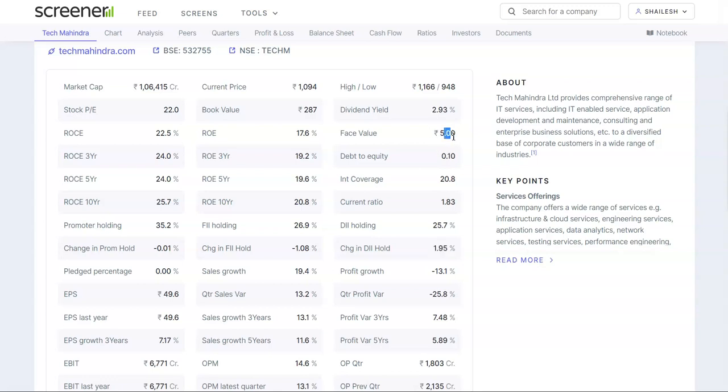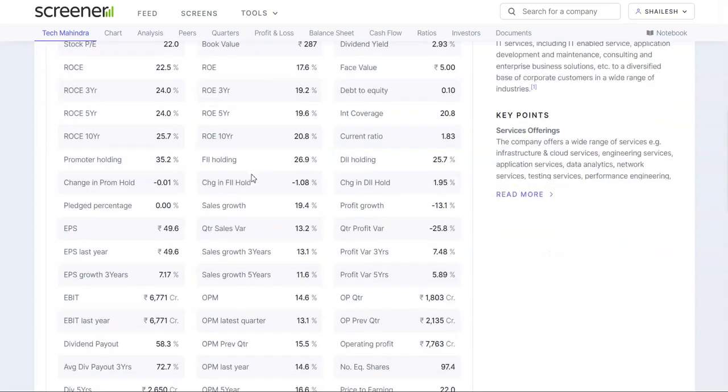Face value of this stock is 5 and the debt to equity ratio is 0.1. So there is very little debt on this company. The interest coverage ratio is also impressive, it is 20.8. If we look into the highs and lows the company has made for this year, it is 1166 and 948 was the lowest that the company has made.